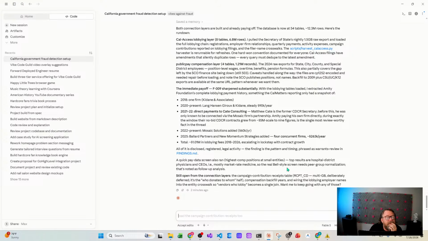Mosaic Solutions added $60K a year. Ballard Partners and New Momentum Strategies. $1 million in lobbying fees. What does that money get spent on? Yeah. Quick pay data screen also ran highest comp positions. Top results are hospital district physicians and CEOs. Shocker.